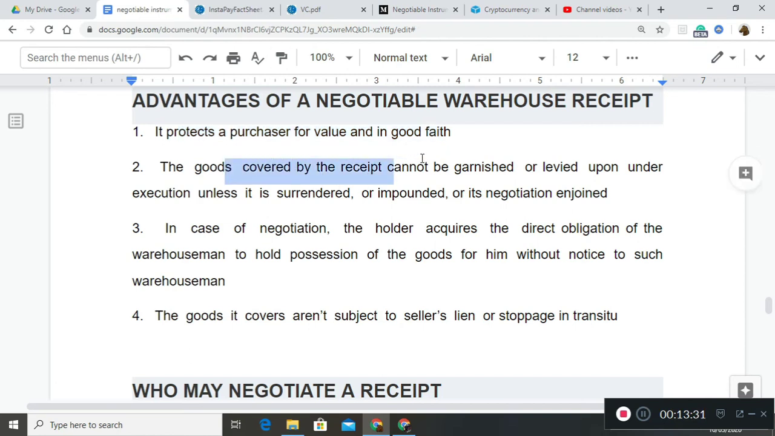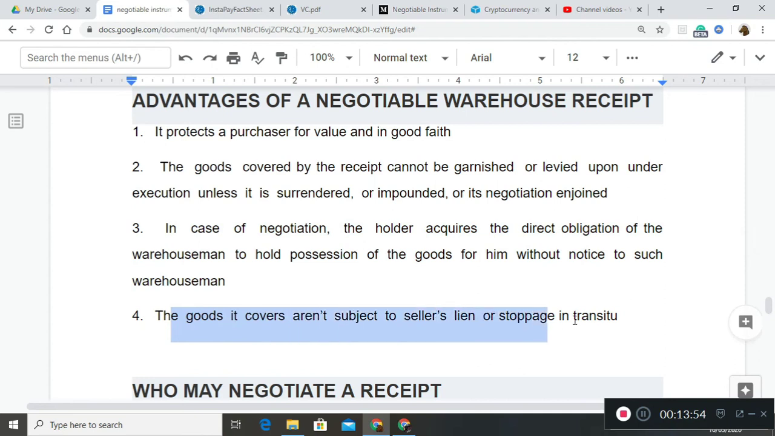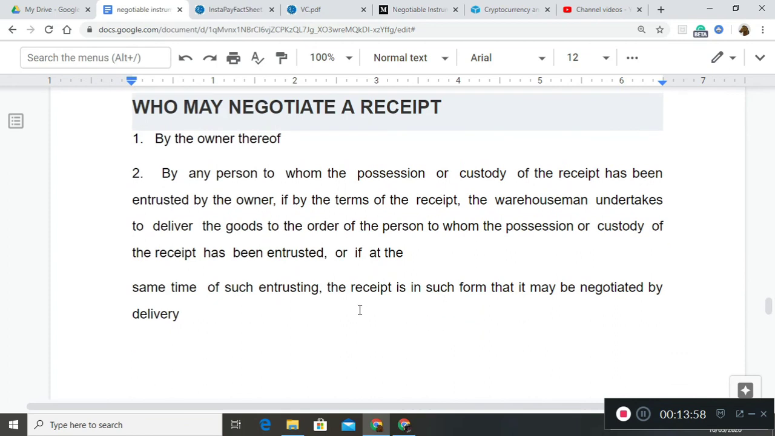The goods covered by the receipt cannot be garnished or levied upon under execution unless it is surrendered, impounded, or its negotiation enjoined. In case of negotiation, the holder acquires the direct obligation of the warehouseman to hold possession of the goods for him without notice to such warehouseman. The goods it covers are subject to seller's lien or stoppage in transitu.